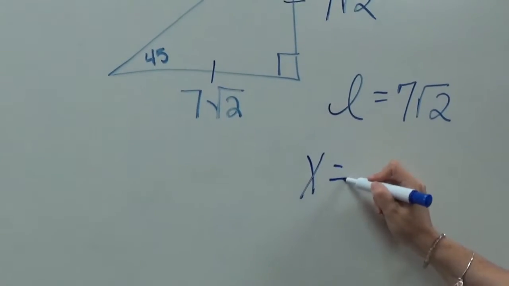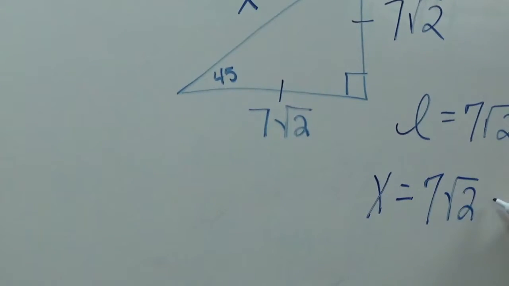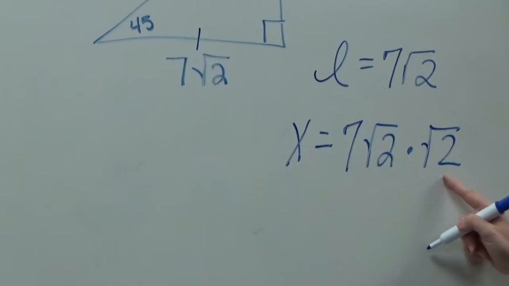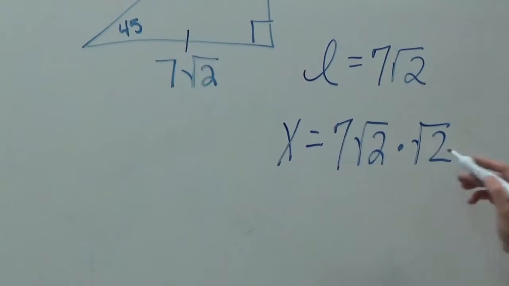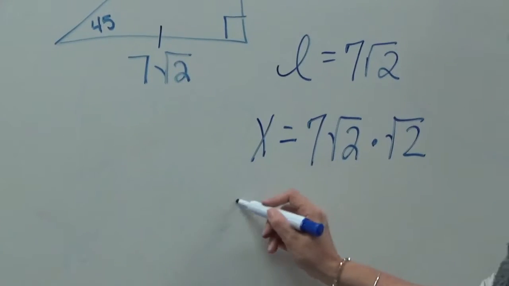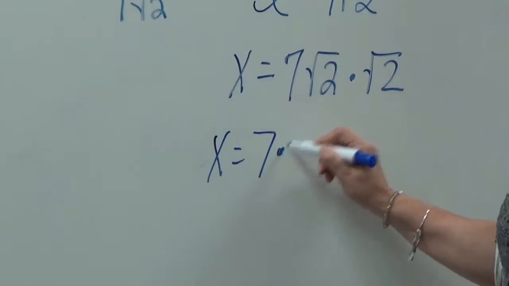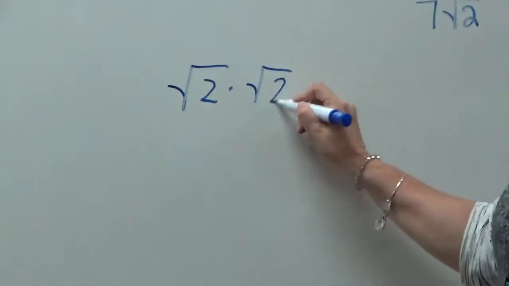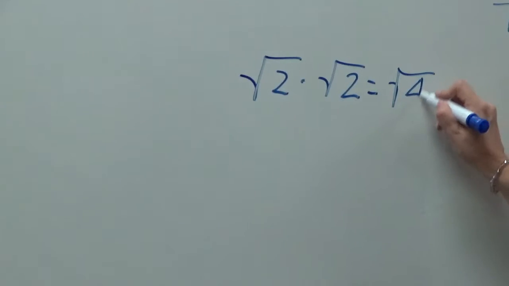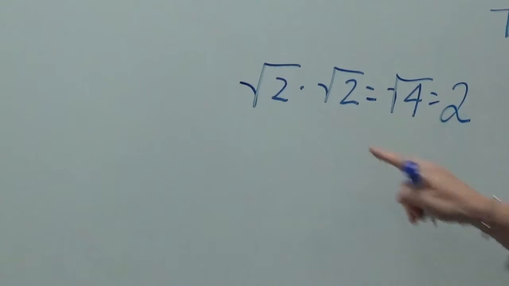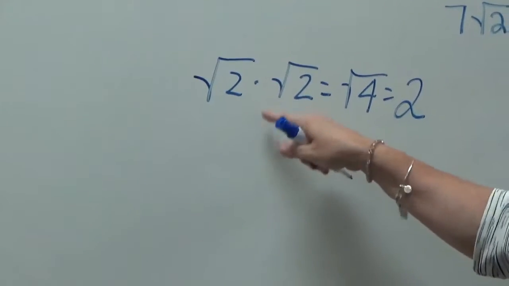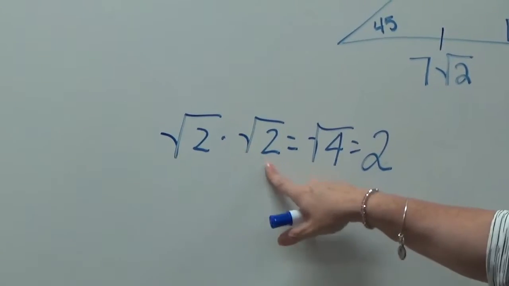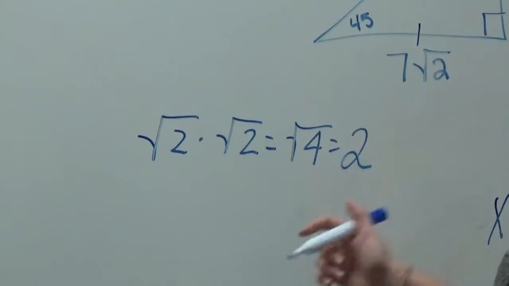So x is going to be L, which is 7 square roots of 2, times the square root of 2, because that's L square roots of 2. So what do we do? We just multiply square root of 2 times square root of 2. We did this at the beginning of the year. 7 times square root of 2 times square root of 2. I'm going to show you over here. When you multiply a square root by a square root, you get the square root of 4, which just is 2. So basically multiplying something by its square root twice like this just lifts off the radical and you get that number. So the square root of 2 times the square root of 2 is the square root of 4, which equals 2.